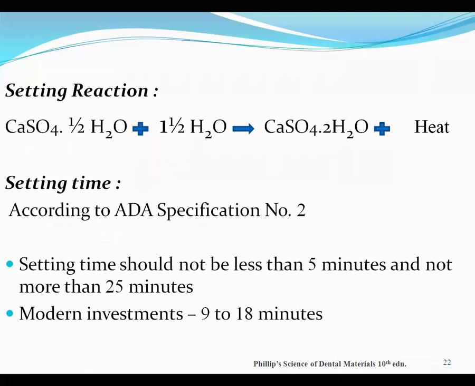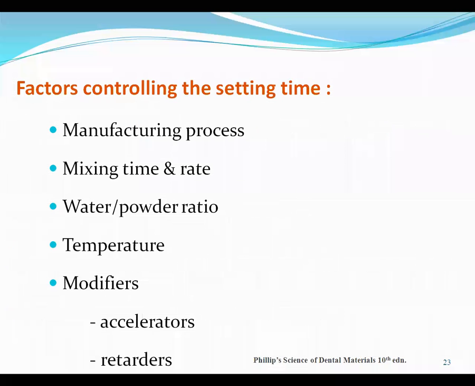So again, the setting reaction is the same as that of gypsum product. Calcium sulfate hemihydrate regains the water, then it converts into calcium sulfate dihydrate, and the reaction is exothermic. The setting time, I already told you, is 9 to 18 minutes for modern investment material, but it should not be less than 5 minutes and not more than 25 minutes.